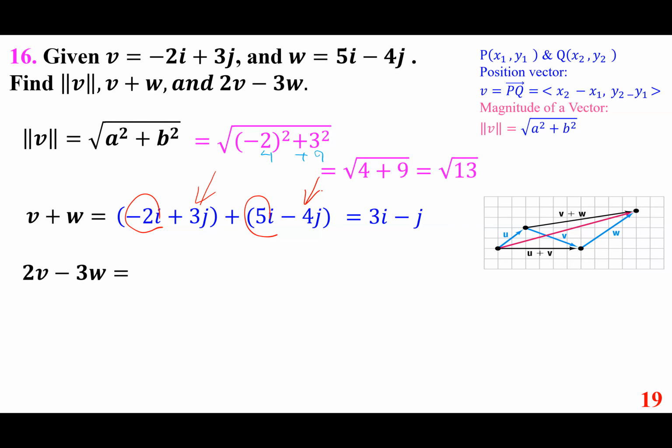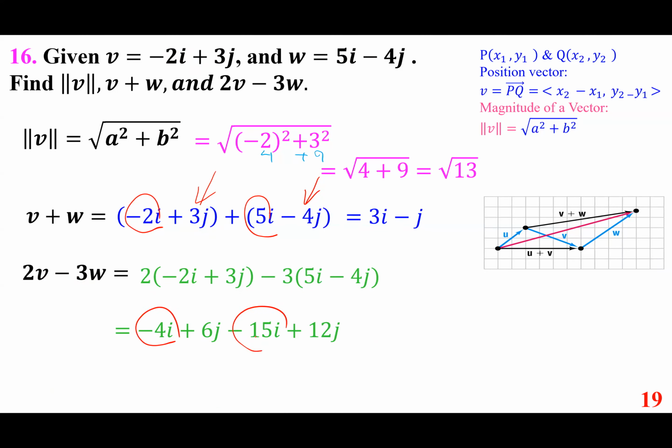2V minus 3W. So 2 times this vector minus 3 times this vector. Minus 4i plus 6j minus 15i plus 12j. That gives minus 19i plus 18j.